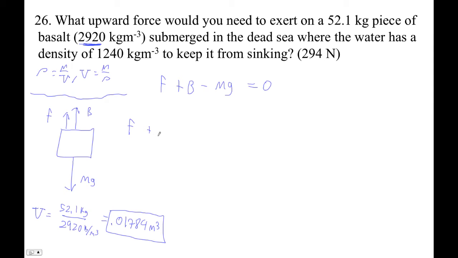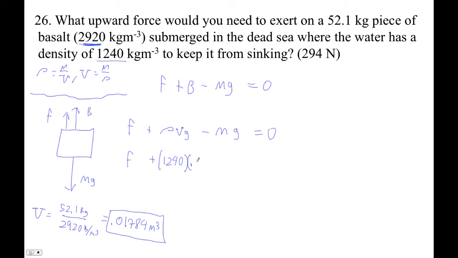So it's going to be the density of the water, rho of the water, times the volume of the fluid displaced, times g, minus mg is 0. So force plus, and the water is 1240. Remember, the buoyant force is always calculated with the density of the displaced fluid, because the meaning of it is the weight of the displaced fluid.